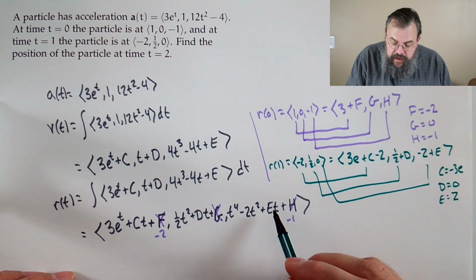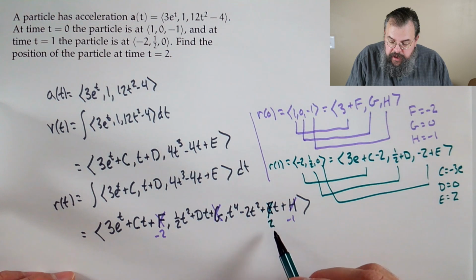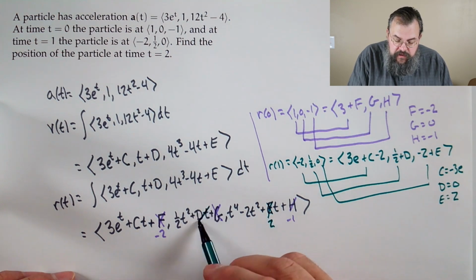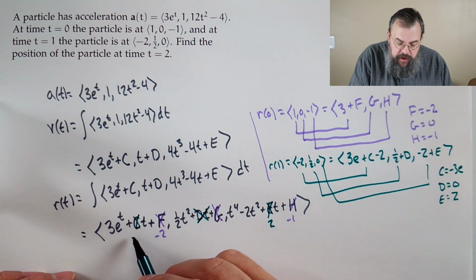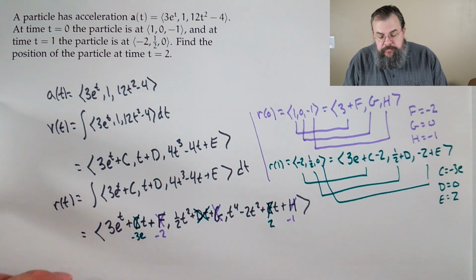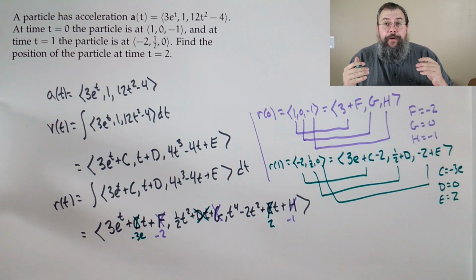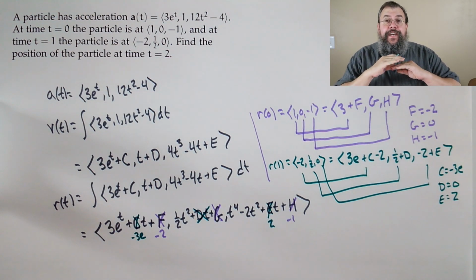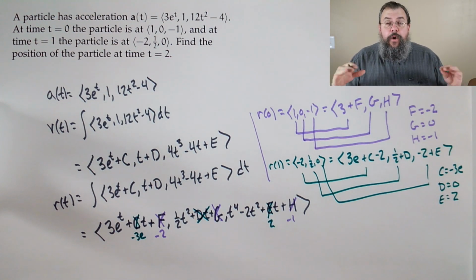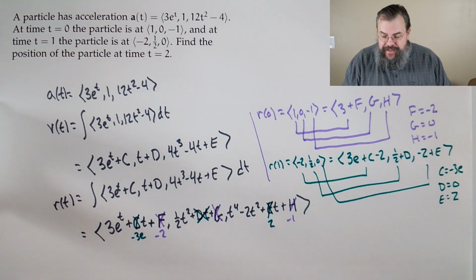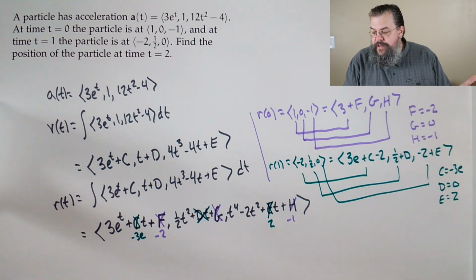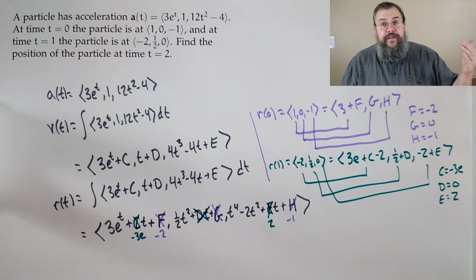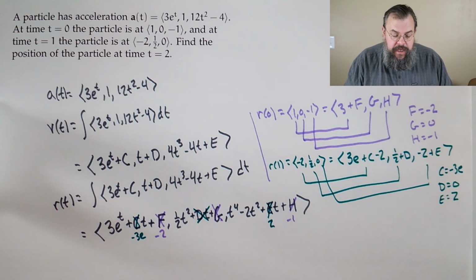So we can update again. So e is now positive 2, d is 0, so that's just out, and c is really minus 3e. So now we actually have our position function exactly. We've figured out all the constants. Since we have our position function at all times, certainly we can find our position at time 2. So the last thing for us to do is to plug in 2 and see what we get.